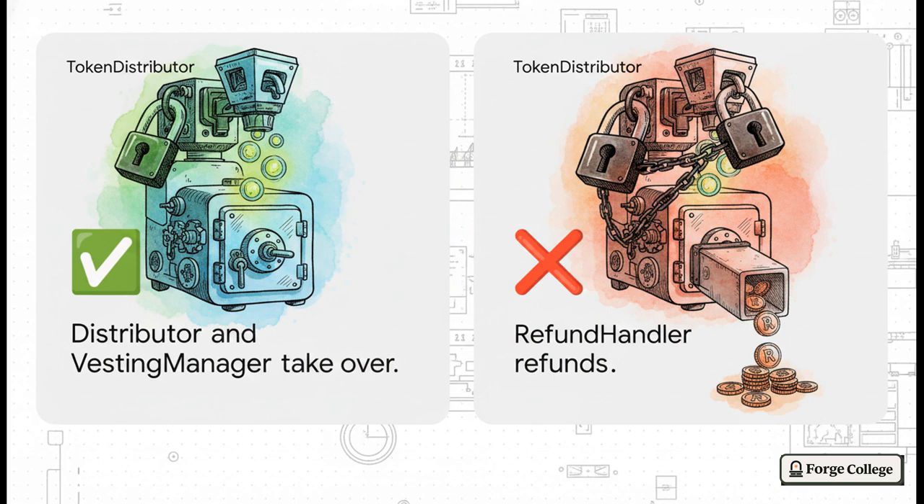If we succeed and hit our funding targets, awesome. An admin triggers a successful finalization, the dispenser and the time-release safe take over to allocate Alice's tokens, and refunds are permanently locked out, done and dusted.